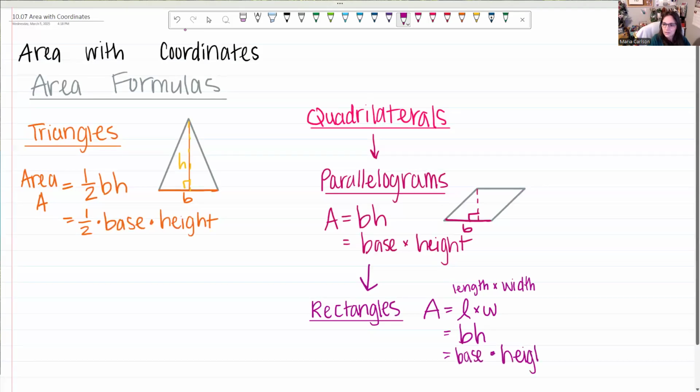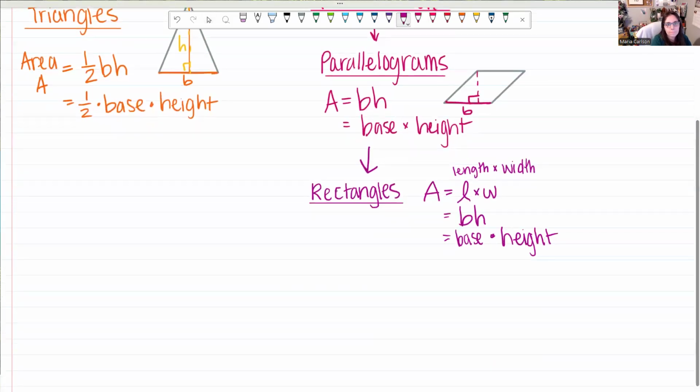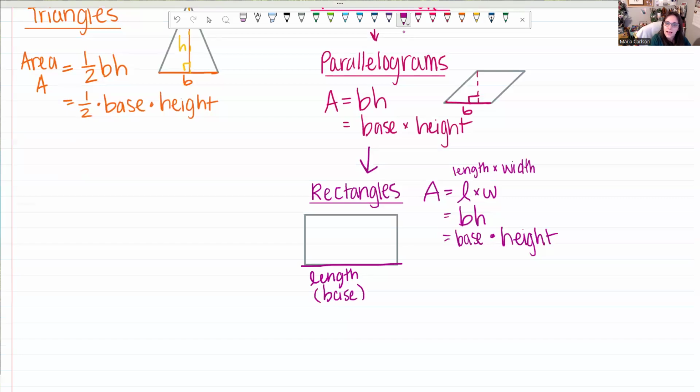Let's draw a rectangle now. Rectangle and length. Here could be the length, which notice this could also be the base. And then the other side, the shorter side, which we would call the width, that is also the height because that's a right angle. So this is the same thing. That is our width or the height of the rectangle, which is also a parallelogram. All right.